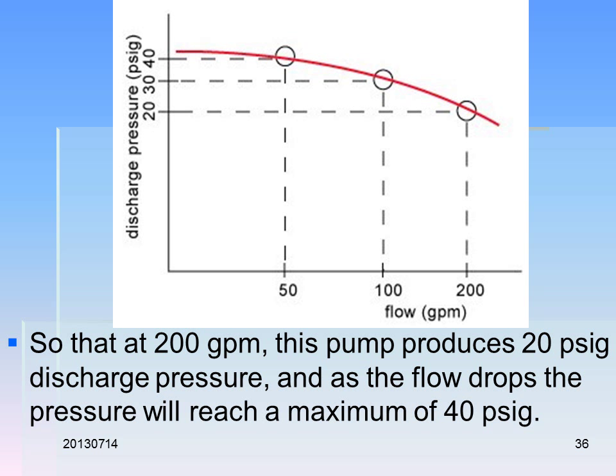So at 200 GPM, this pump produces 20 psig. So you've got 20 pounds per square inch when it's flowing 200 GPM. As the flow drops, the pressure will reach a maximum of 40 psig. So you see that at 100 GPM, we're flowing 100 GPM at 30 psi. If we slow down the flow to 50 GPM, now we're looking at 40 psi.